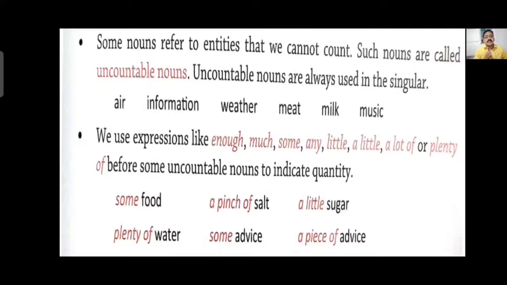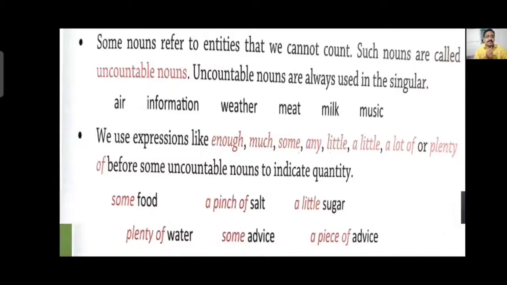Some advice. Advice we generally get from our elders. It is also uncountable, so it is some. A little sugar. Sugar is also uncountable, a little. A piece of advice, you can see. So these are all nouns which are uncountable. That's why we have to use some or enough, much, little before these uncountable nouns.